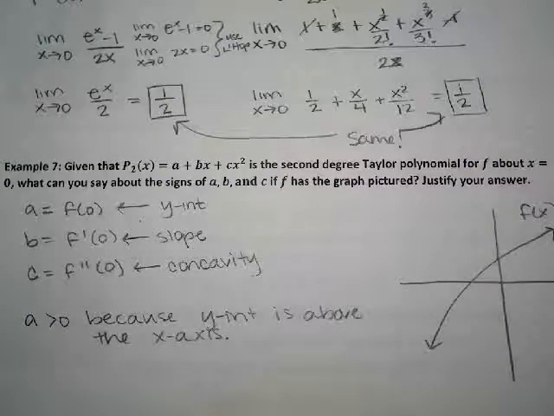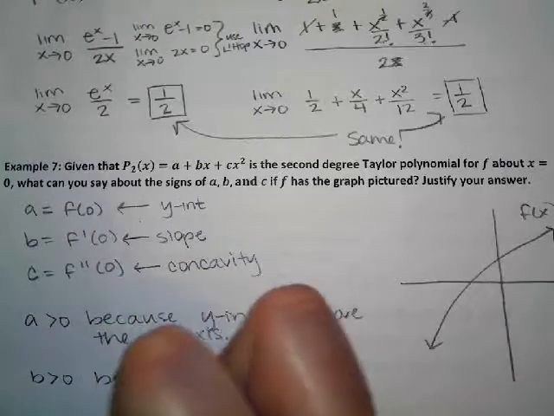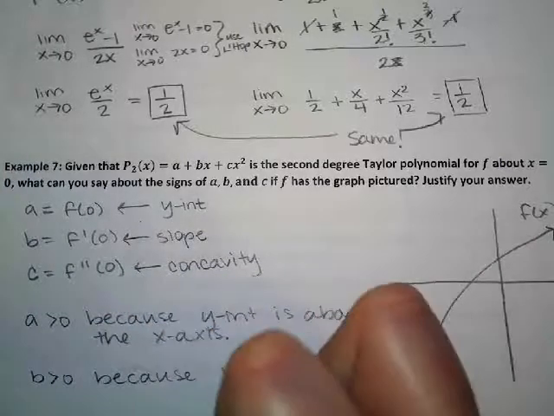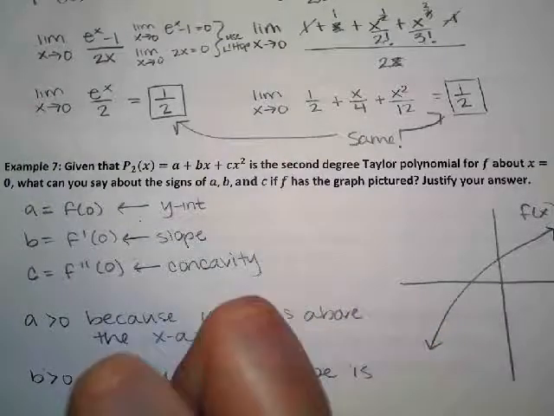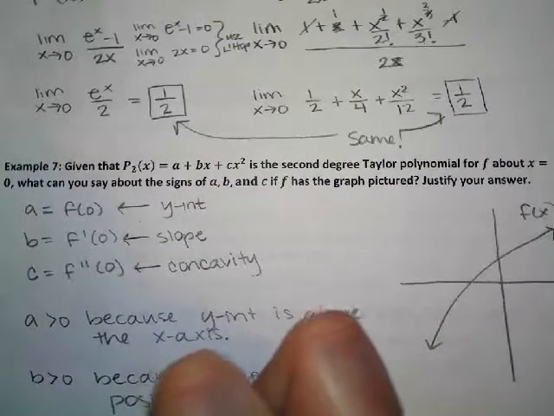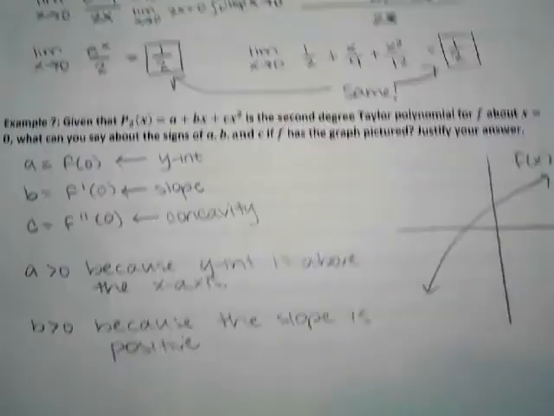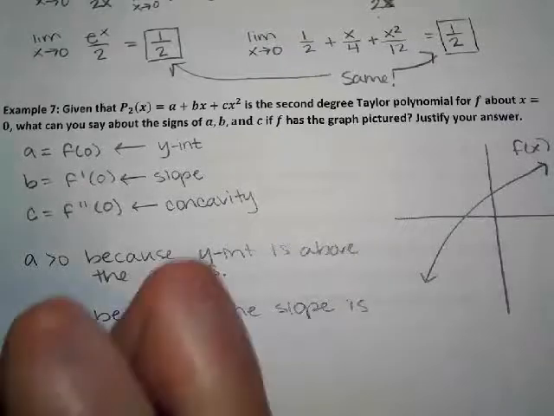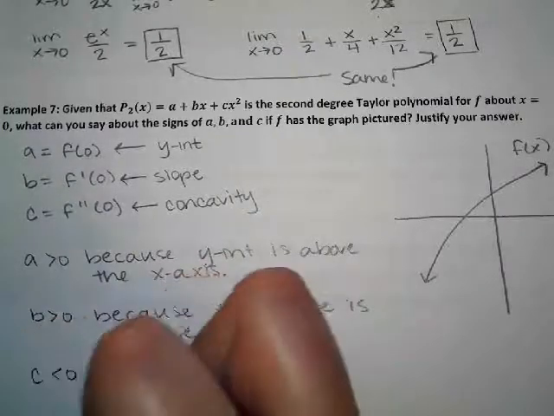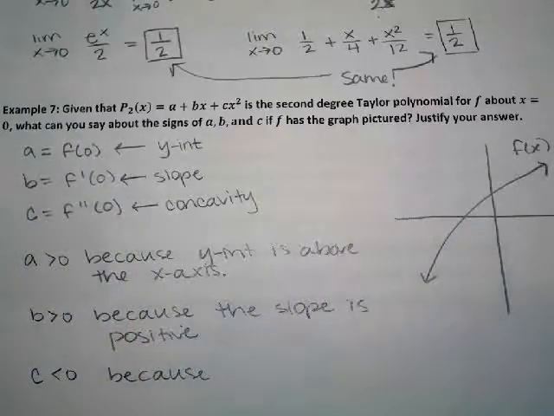Yeah, B is positive because the slope is positive. C is less than 0 because, why? Yeah, the graph is concave down.